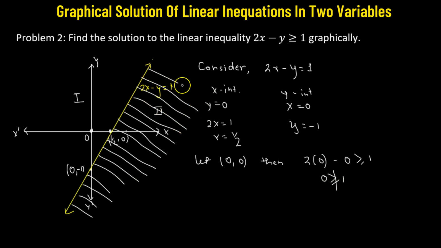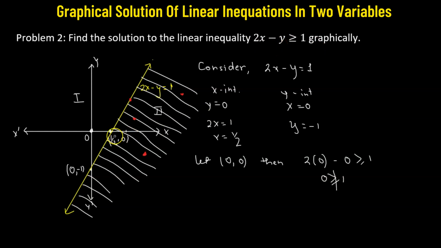So that means all the points lying on the line must also be included. So this is going to be the solution, the graphical solution to the given linear inequality. And if we can find any points lying on this shaded region, any random points that we pick up lying on this shaded region, this is definitely going to satisfy the given linear inequality.